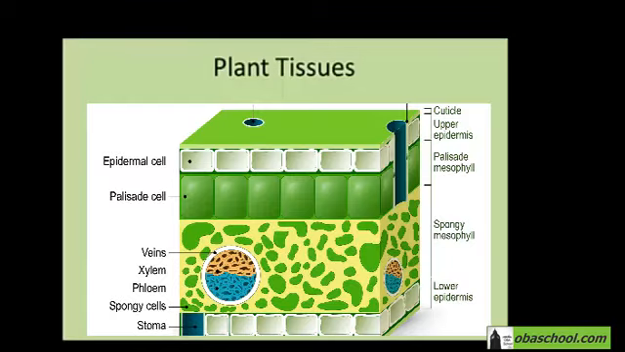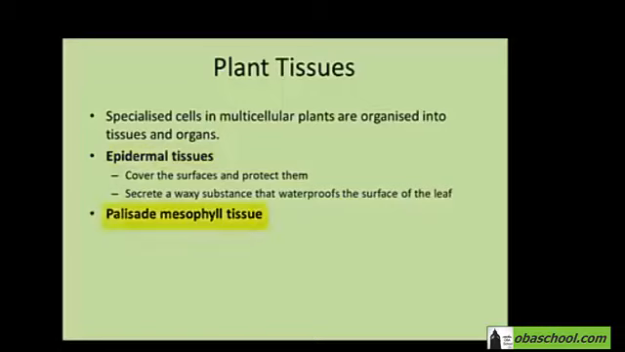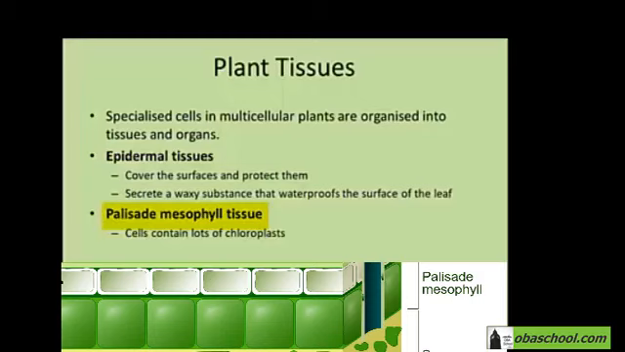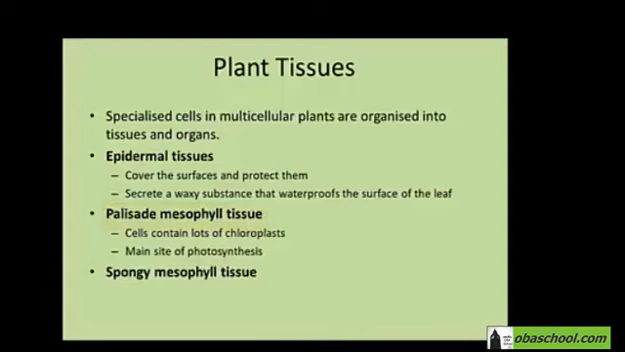Another important tissue is the mesophyll tissues. Mesophyll tissues are divided into two parts. The first one is the palisade mesophyll tissue, and it contains lots of chloroplasts. That is why it's the main site of photosynthesis. And the second type is the spongy mesophyll tissues. They also contain chloroplasts, but actually contain fewer chloroplasts than the palisade mesophyll tissue.